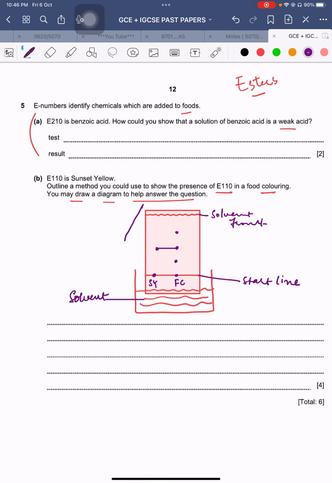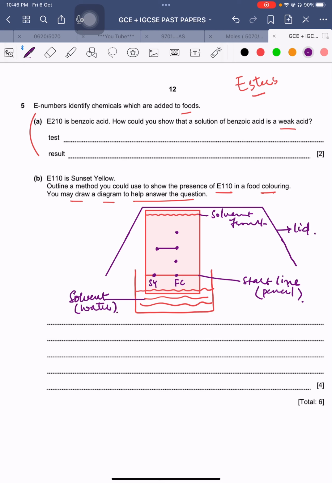Before moving ahead, let me inform you that there must be a lid over there. Okay, please be careful about the lid. Why is it so? Because the solvent may evaporate and can affect the results. Okay, so here you are going to say that a paper chromatogram will be taken on which a start line will be marked with the help of a pencil. As it is a food coloring, it will be soluble in water, so the solvent selected will be water.